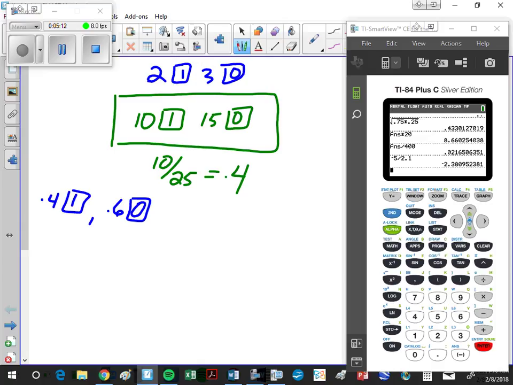Okay. So now I need the expected value. I'm going to multiply this by 400. And I get 160. That's my expected value.